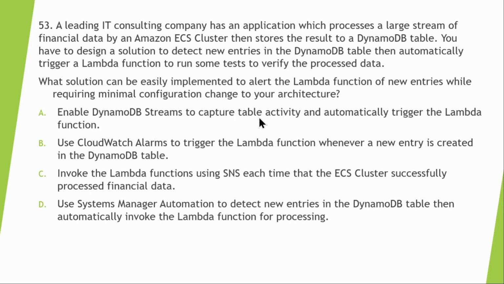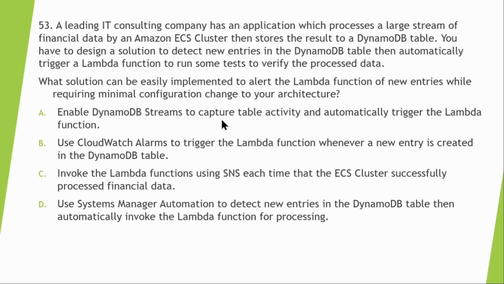Enable DynamoDB Streams to capture table activity and automatically trigger the Lambda function. Yes, that's how you do it. Because when you say minimal configuration change, that can be done only using DynamoDB Streams. Whenever there is a new entry in the table, if DynamoDB Streams is enabled, it will go and trigger the Lambda function.